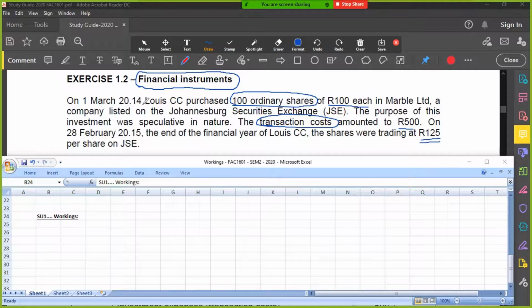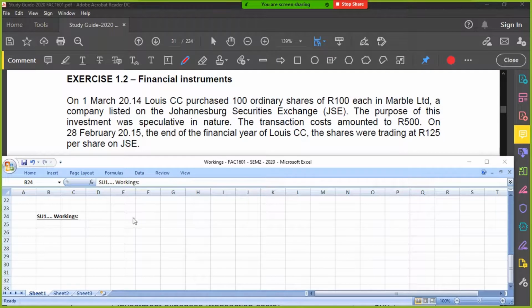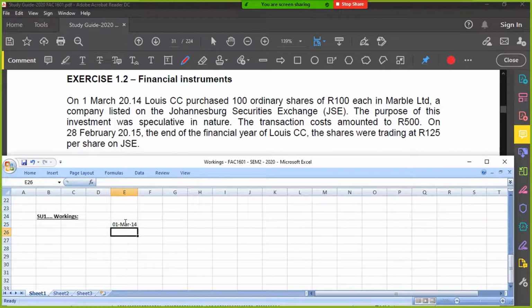Well, a tip. When you see dates, you need to highlight them. Okay, because dates will affect disclosure, especially with financial instruments, because you're looking at market value or fair value. Right, so what I'd like to do with these types of questions is draw a little picture. Okay, 1 March 14. Okay, and then we've got 28 Feb 15.